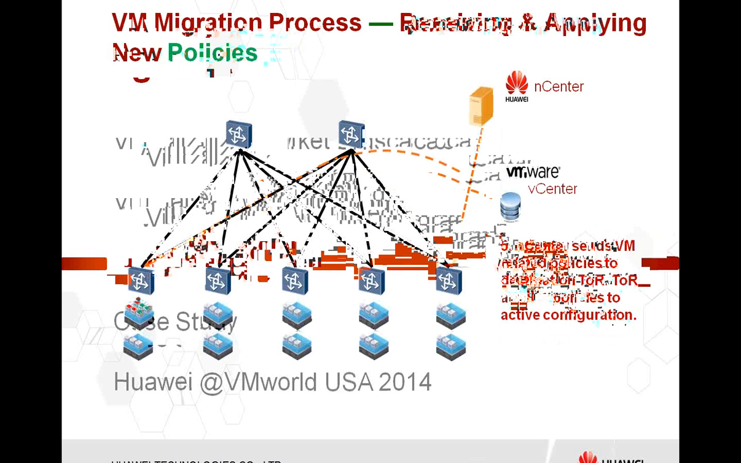Now, when the vMotion is complete and that new workload has moved over to the destination switch, that process is being monitored by vCenter. vCenter will again notify nCenter of the completion of that vMotion via APIs. So the vMotion is complete. We now have that workload in the new destination server connected to the destination switch, which has already applied the required set of policies and configs.